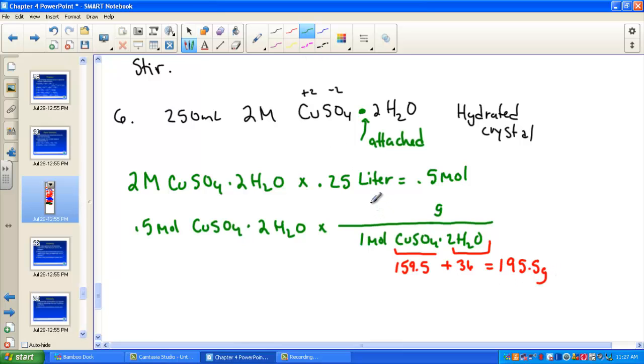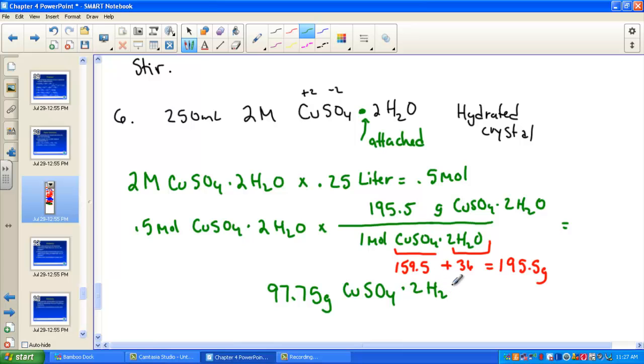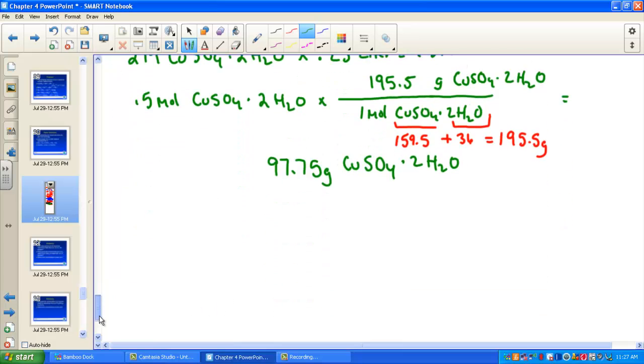And that's what will get used up here as my conversion factor for copper 2 sulfate dihydrate. We have to include the water in that formula weight. Multiply that molar mass by 0.5 and we're finding an answer of 97.75 grams of our copper 2 sulfate dihydrate crystal.